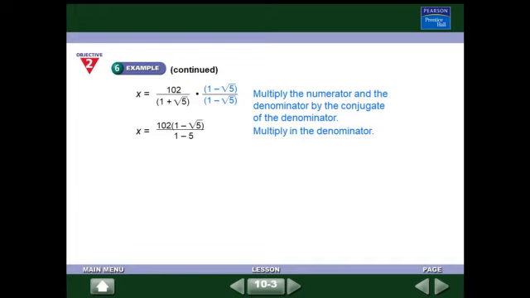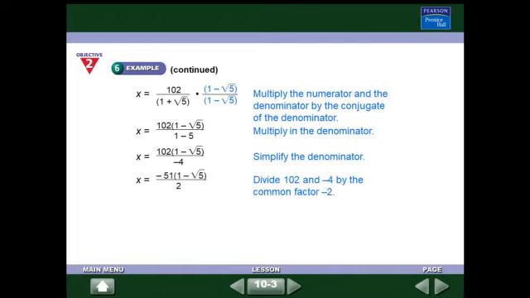So simplifying that one, I will have 102 times the quantity of 1 minus the square root of 5 over. In your denominator, that's only 1 times 1 equals to 1 minus the square root of 5 times the square root of 5, that is square root of 25. What is the square root of 25? That is 5. Simplifying your denominator here, we will have 102 times 1 minus the square root of 5 over 1 minus 5, that is negative 4. Divide 102 and negative 4 by the common factor, which is negative 2 already. So we will get here negative 51 times 1 minus the square root of 5 over 2.